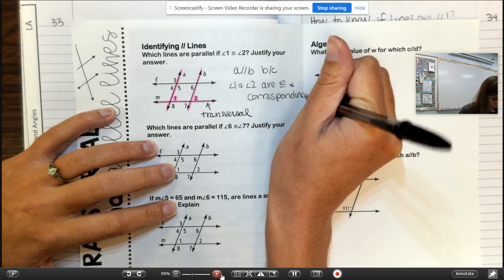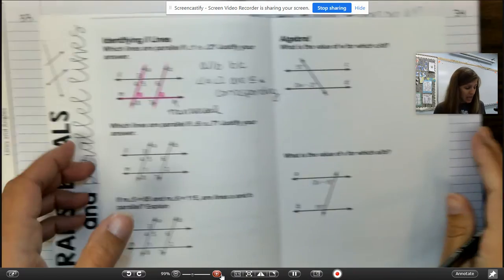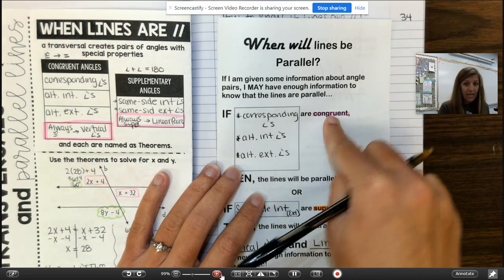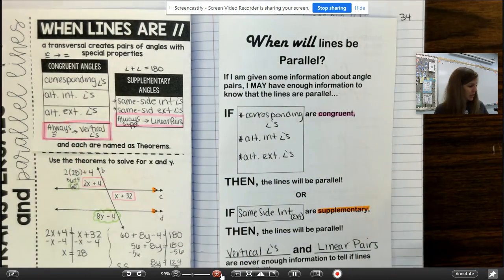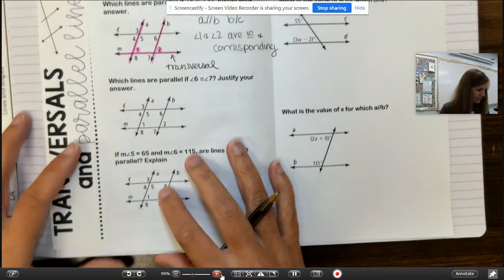So you really have to say both. They have to be congruent and they have to be one of those pairs. So just like here, I have to be a pair and I have to be congruent. Then I know the lines are parallel. So it's like our if-then statements that we were talking about when we were doing proofs. Okay, so another one like that.